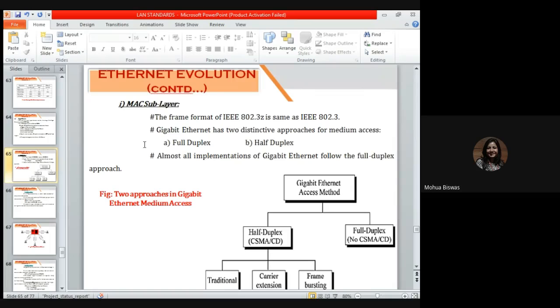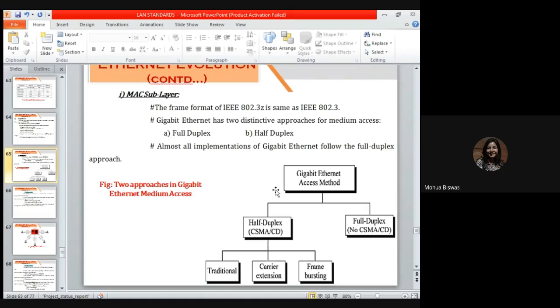Sublayer. So here, what we are going to discuss now is how the channel is accessed. So you are going to access the channel, and there are normally two approaches under Gigabit Ethernet, that is full duplex and half duplex. Okay? And under half duplex, we will see the diagram. Under half duplex, the sub approaches are traditional, carrier extension, and frame bursting. So we'll discuss the full duplex first.